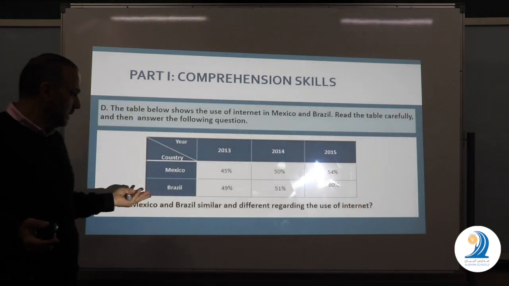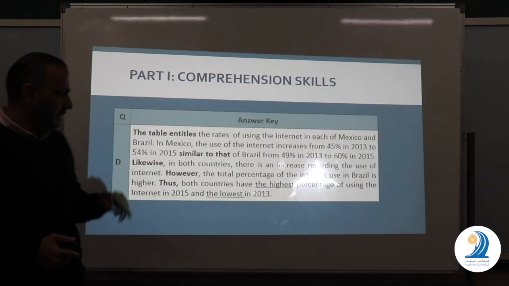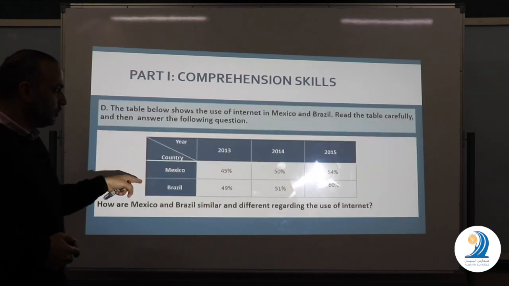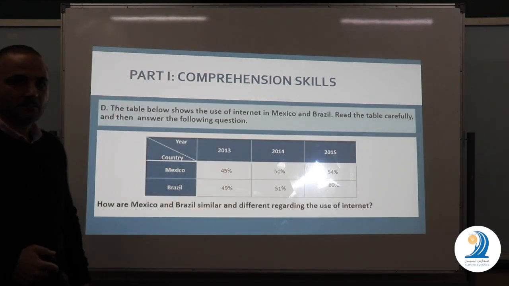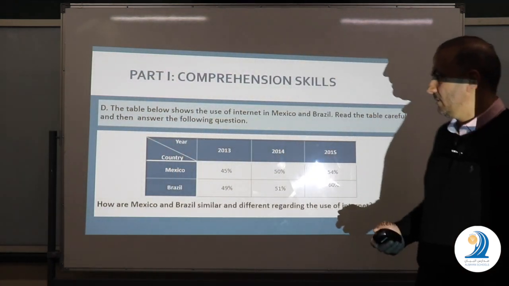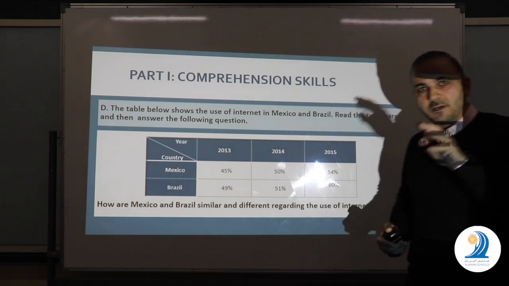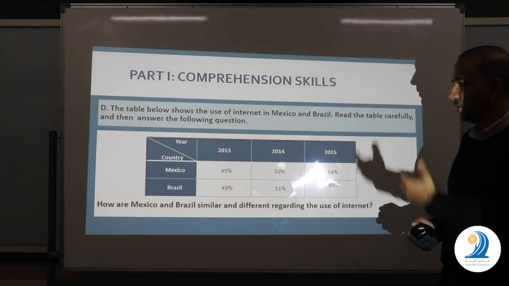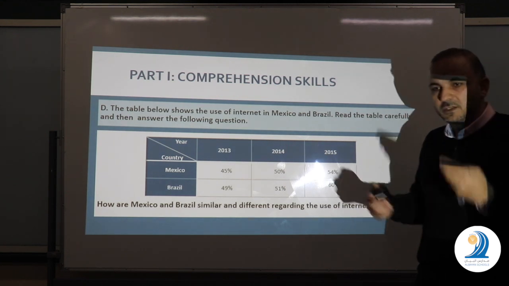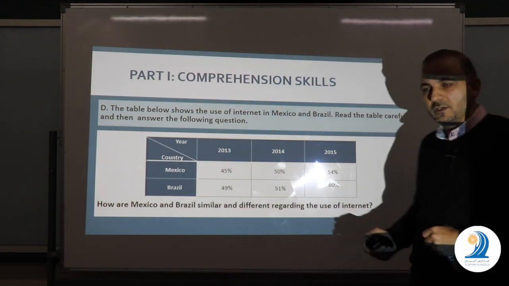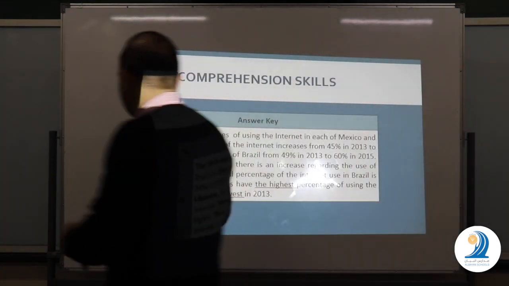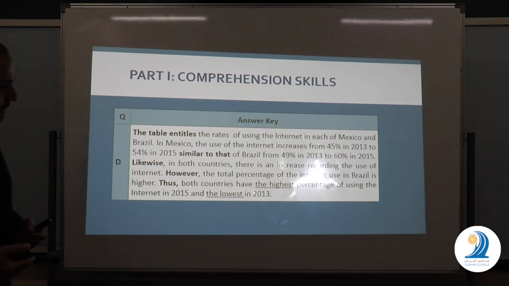I've come up with this conclusion. Both countries have the highest percentage of using the internet in 2015, but the lowest were in 2013. That's the concluding sentence of this analysis. In this way, we have to analyze. Starting from the introductory statement, by entitling the graph or the table, then we come to the analysis by showing the differences and, of course, similarities between these rates. And then you have to come up with a concluding sentence. This is the answer of this graph or table to be analyzed in this way. So copy your answers, if you please, in your own copybook.